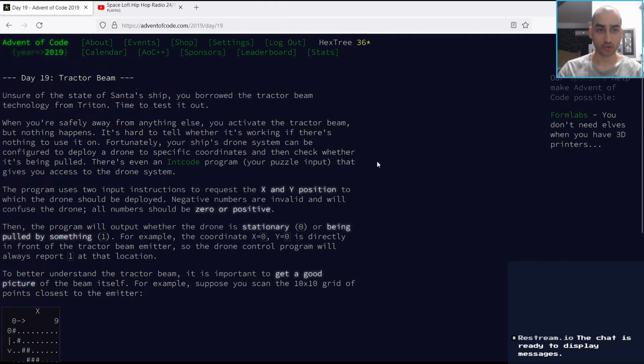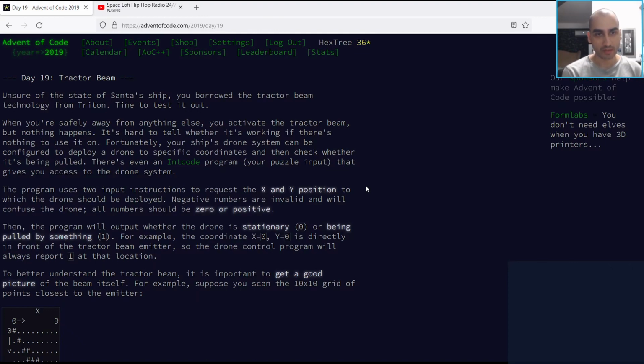19. Nice short description. Unsure of the state of Santa's ship, you borrowed the tractor beam technology from Triton. Time to test it out. When you're safely away from anything else, you activate the tractor beam, but nothing happens. It's hard to tell whether it's working or if there's nothing to use it on. Fortunately, your ship's drone system can be configured to deploy a drone to specific coordinates and then check whether it's being pulled. There's even an Intcode program, your input, that gives you access to the drone system.